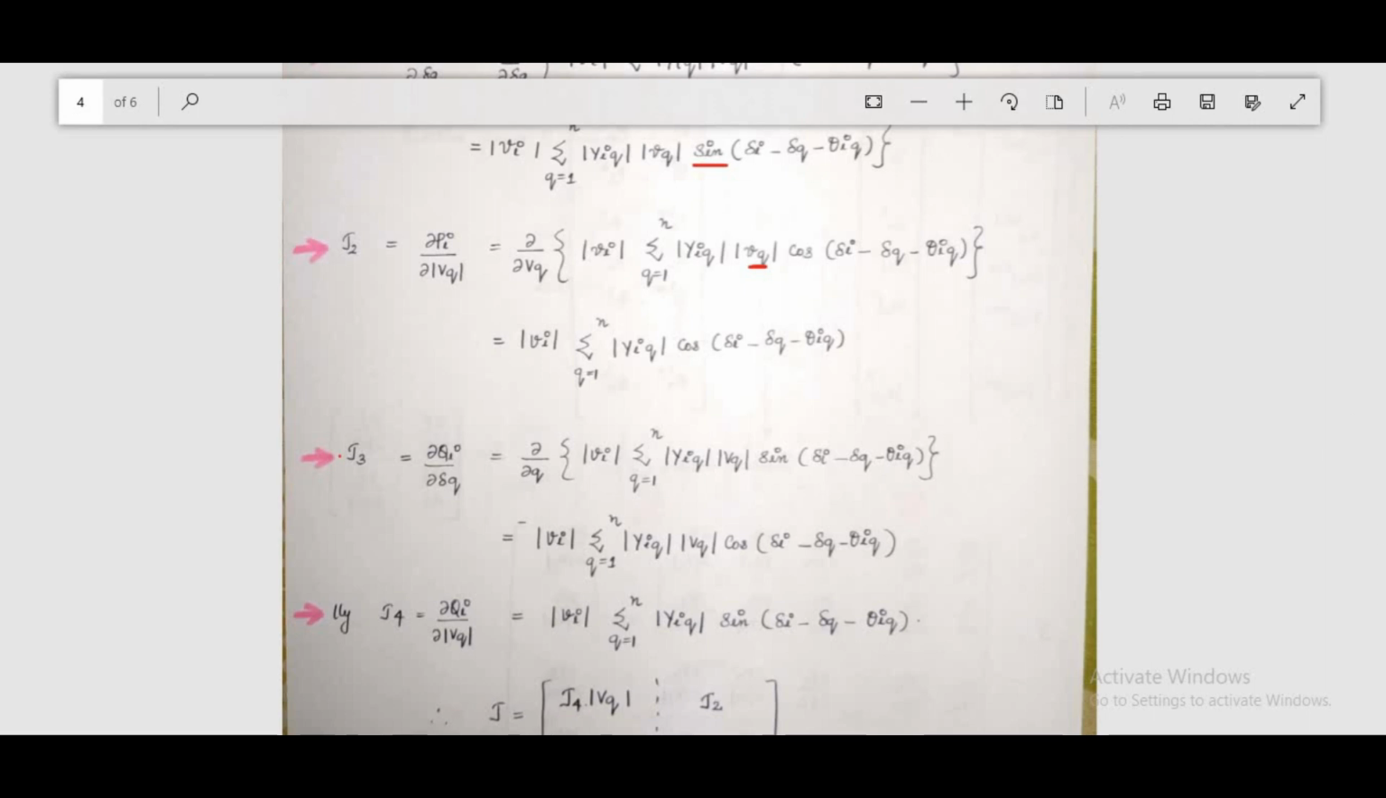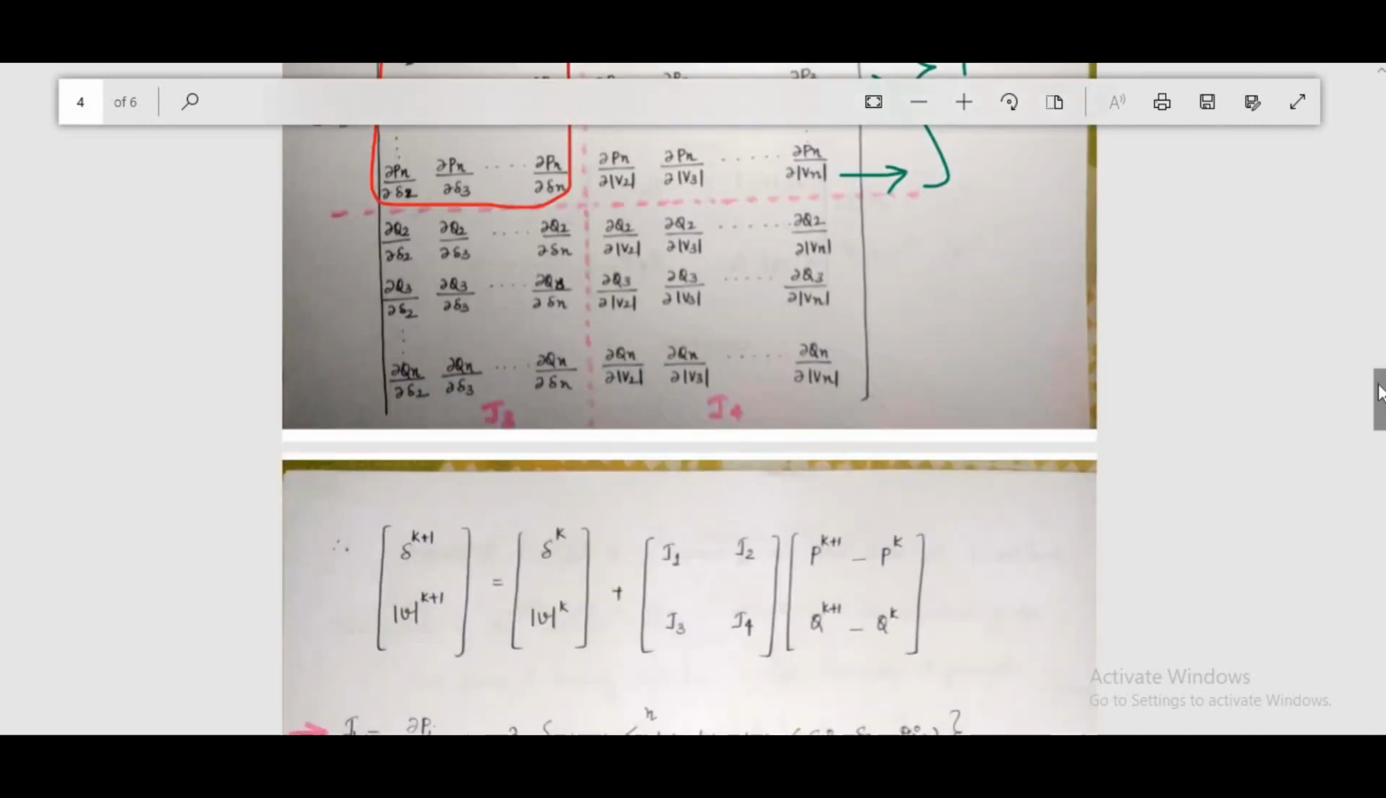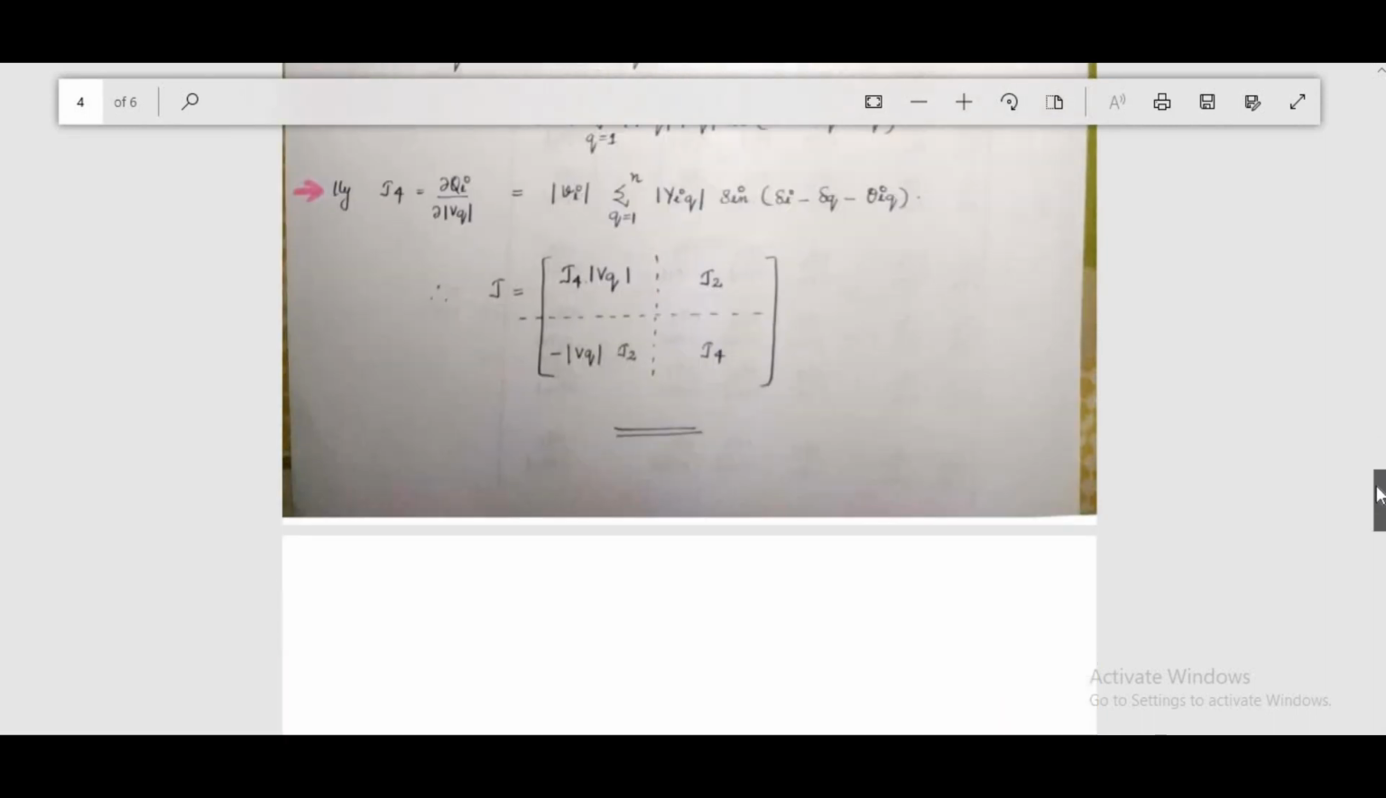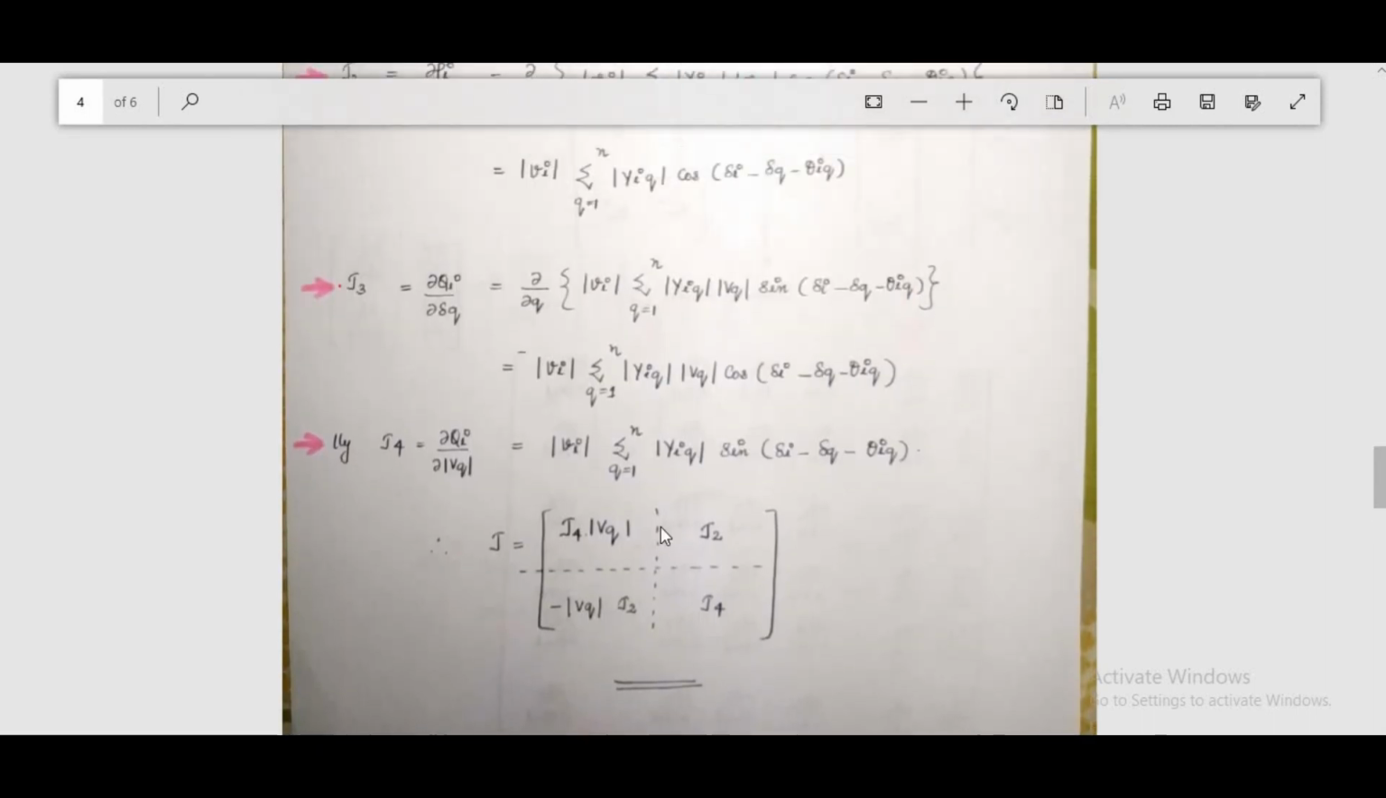So you can write like this: J is equal to Jacobian is equal to, instead of J1 you can write it as J4 into VQ, then J2. Similarly, while observing J2 and J3, you can see that J3 will be equal to J2 with a minus magnitude. Okay, so this is all about the mathematical background that we require in Newton-Raphson method.